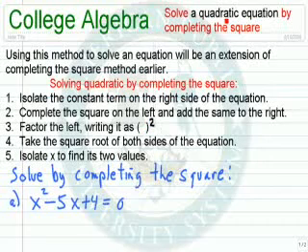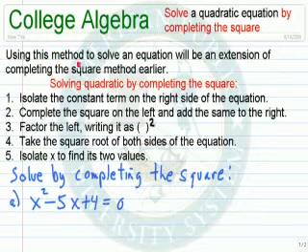In this lesson we're going to solve a quadratic equation by completing the square. Using this method to solve an equation will be an extension of the completing the square method from earlier for a trinomial. So here's the algorithm for solving a quadratic by completing the square.